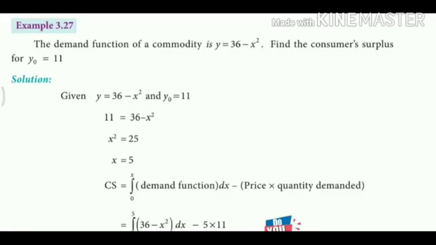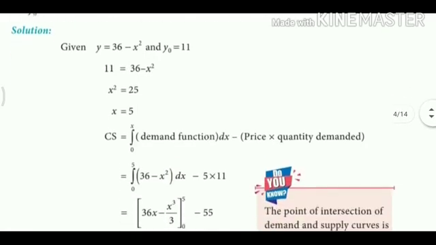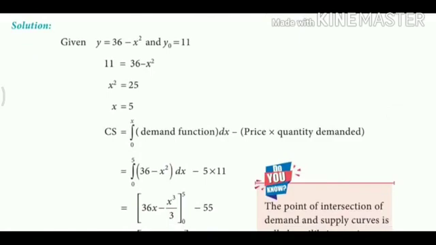The demand function of a commodity is y equal to 36 minus x square. Find the consumer surplus for y0 equal to 11. Here y0 implies the quantity demanded. That is, here it is a demand function y equal to 36 minus x square. If you substitute this value 11, you are getting the y0. So first we find the x, that is the price, using the equation y equal to 36 minus x square. Afterwards apply the formula. We are finding the price, and then we are finding the CS.